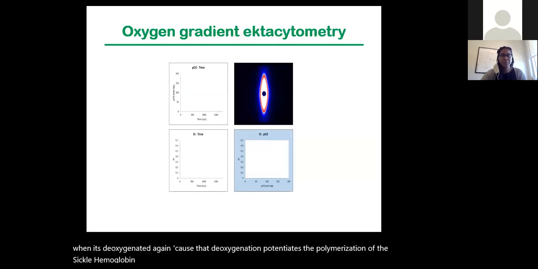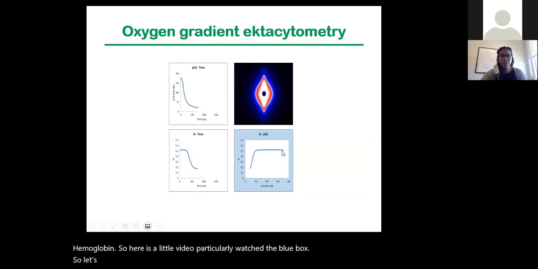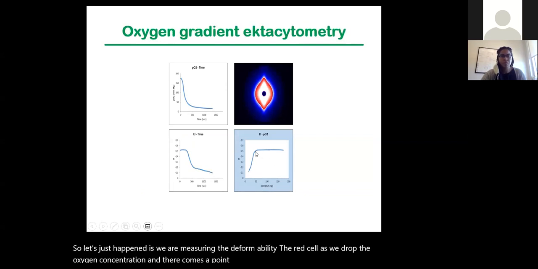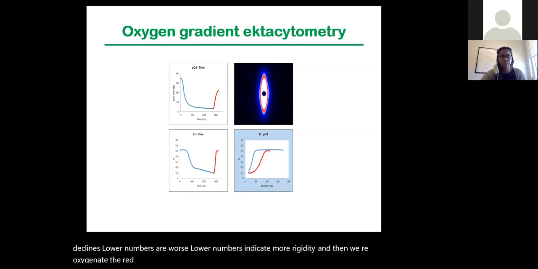So here is a little video, particularly watch the blue box. So what's just happened is we're measuring the deformability of the red cell as we drop the oxygen concentration. And there comes a point where the deformability drops precipitously. That's termed the point of sickling. And then you can see that the red cell's deformability declines. Lower numbers are worse. Lower numbers indicate more rigidity. And then we reoxygenate the red cell. And you can see that the flexibility improves and it returns back to about its prior state.